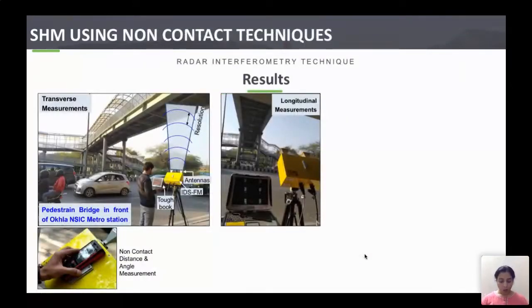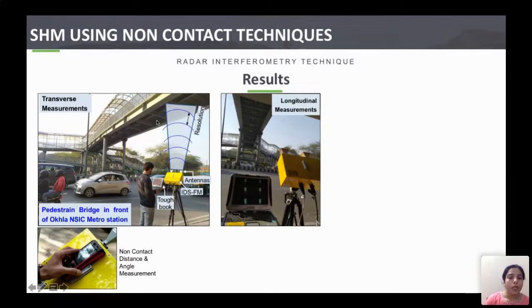Okay, so now we have finished the structural health monitoring using the piezo transducers. Next is health monitoring using the non-contact techniques. In these non-contact techniques, we'll first be covering the radar interferometry technique. Here we were trying to measure the natural frequency of this pedestrian bridge, which is in front of the Okhla NSIC metro station in New Delhi.